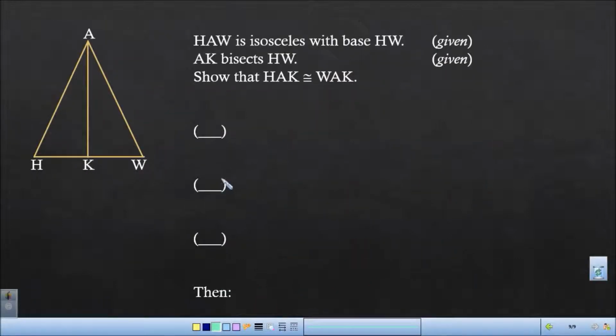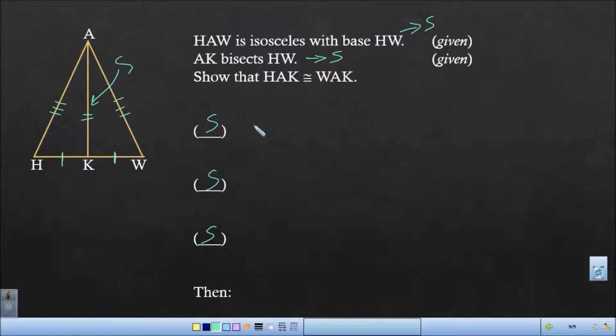Okay. HAW is isosceles with base HW. This is a side. AK bisects segment HW. This is a side. And we have the reflexive side right here. So it looks like we've got another side proof. AK is the cutter. AK is the sword that is cutting HW into two pieces. So HK is congruent to KW, AK to itself, and the isosceles triangle HA is congruent to AW.